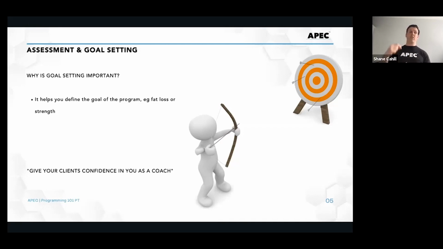getting that goal. So it also gives your client confidence in you as a coach that you're able to establish goals for what they want to try and achieve. So the assessment and goal setting procedure is very, very important at the start of programming. Dave will show you how this is done through our case study in the second part of this lecture.